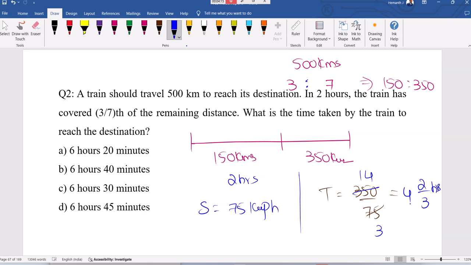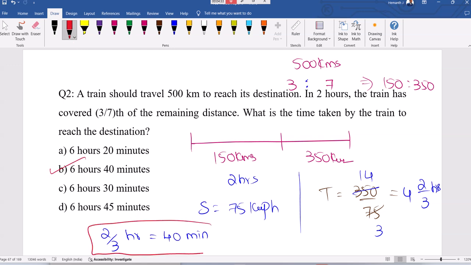Already 2 hours, plus this 4 hours, 6 hours. That's why 6 hours is common. Extra is 2 by third of the hour. 2 by third of the hour is nothing but equal to 40 minutes. So 4 2 by 3 hours, 4 hours and 2 by third of the hour. Right, so say this.